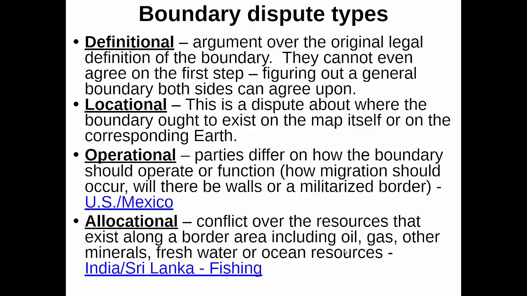So definitional, agreeing over the legal definition. Basically, it's a disagreement on paper. Locational is disagreeing over the physical location on Earth. Operational is disagreeing over how the border is going to operate. Allocational is a disagreement about resources along that border.